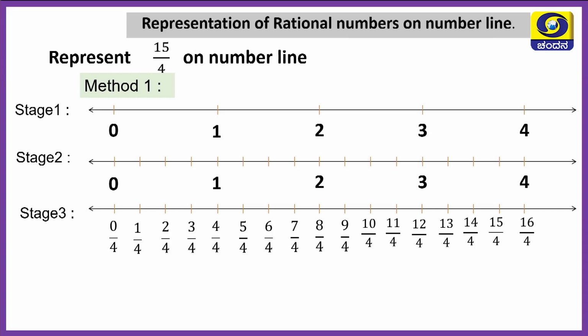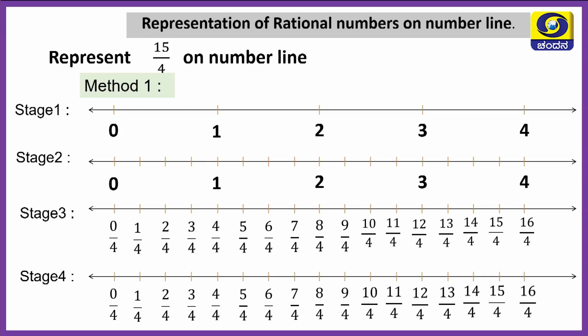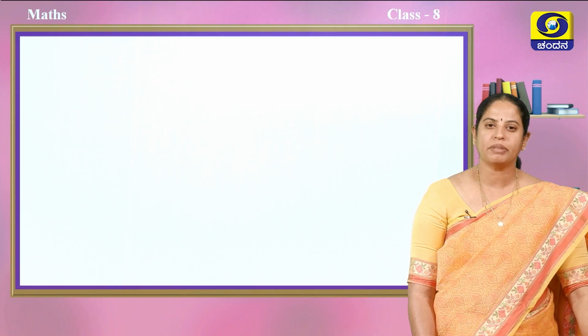Stage 3, mark the parts. It is 1 by 4, 2 by 4, 3 by 4, 4 by 4, etc. Stage 4, identify the place of 15 by 4. This is the 15 by 4 on number line. This is one method and this is the easy method. One more easy method is there. Let us discuss the second method, children.